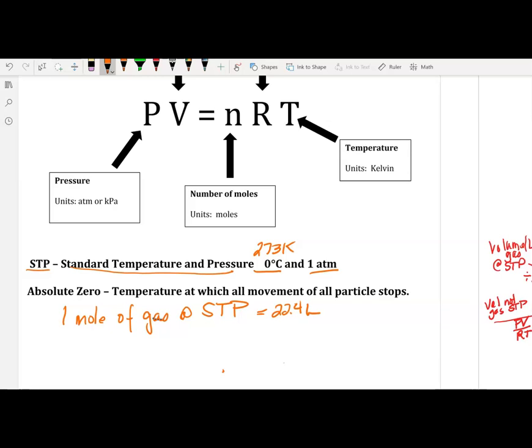It doesn't matter how heavy it is. 1 mole of carbon dioxide at standard temperature and pressure is going to occupy about 11 2-liter bottles. 1 mole of hydrogen gas at standard temperature and pressure is going to occupy 11 2-liter bottles. Okay? This is something that's true.